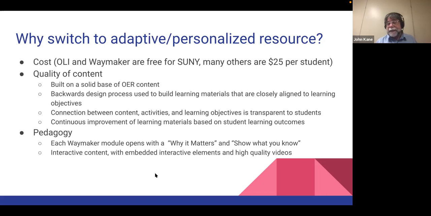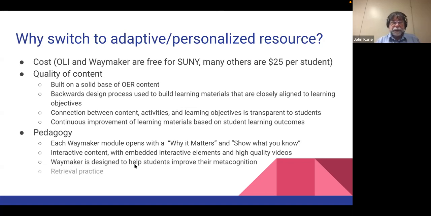Then in the content, it's not just the OER text. There's embedded interactive elements where students, in the case of economics, get to shift curves around, solve problems, and so forth. And there's some really high quality videos embedded. Some of them are from Crash Course, some of them are from Khan Academy, and some are from a variety of other people out there who produce some really good economic videos. And it's also designed to help students improve their metacognition.